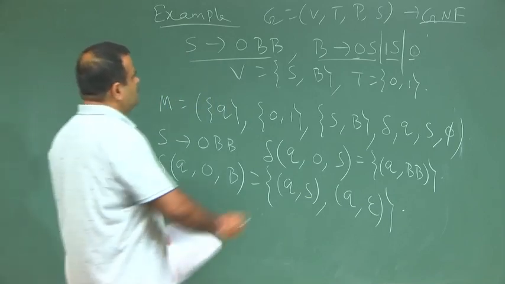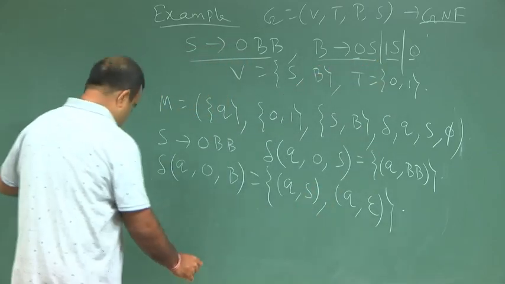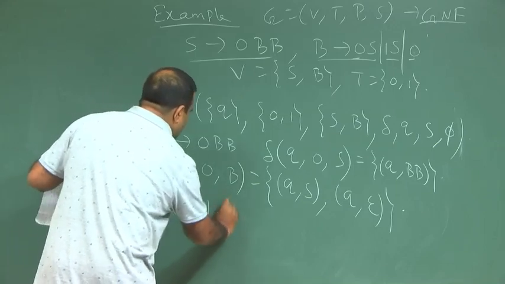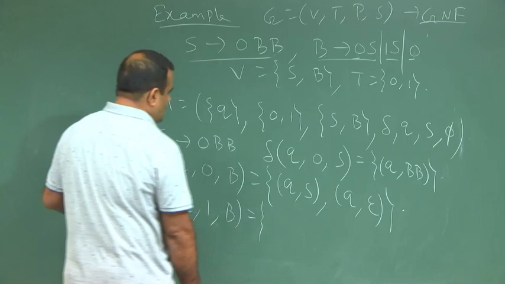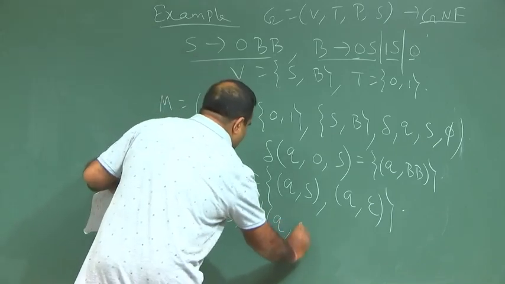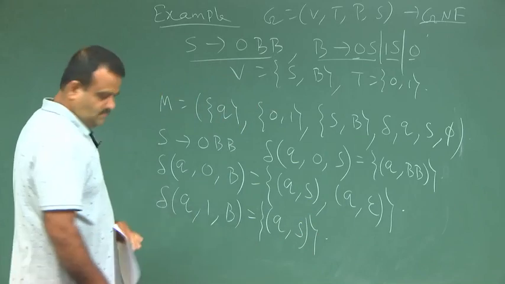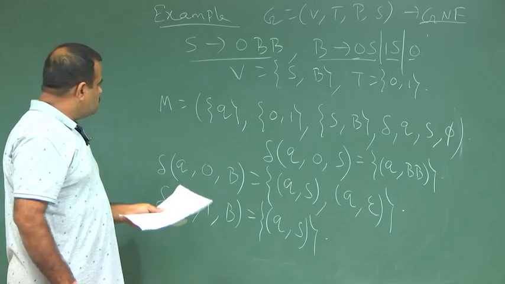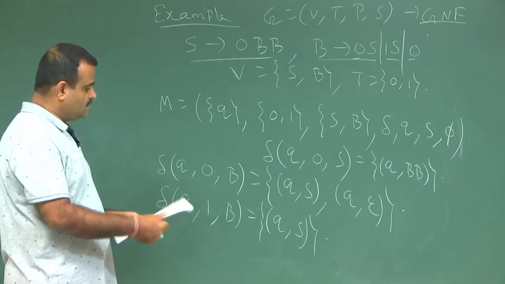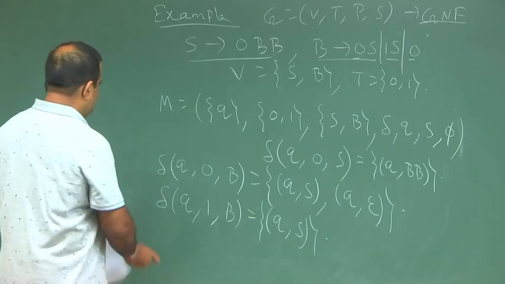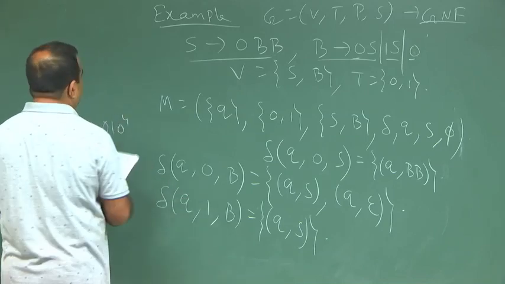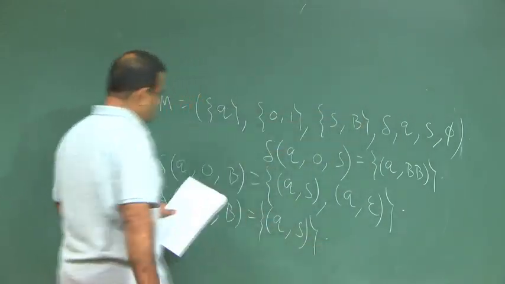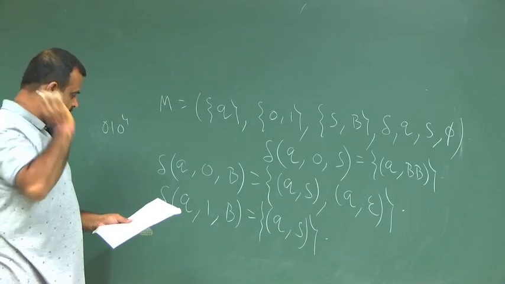Okay. And now, we have B going to 1 S, from there we can say that delta of (q, 1, B) is going to 1 S. So, that means (q, S). So, these are the rules. With these rules we will try to accept this string 0 1 0 to the power 4. We will try that, with these transition rules we can accept this.